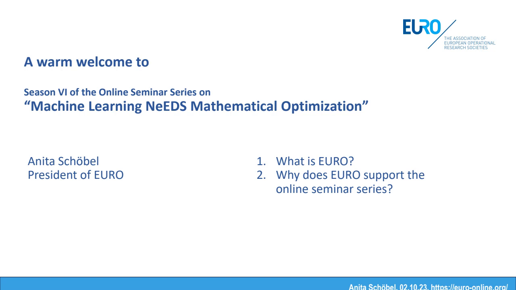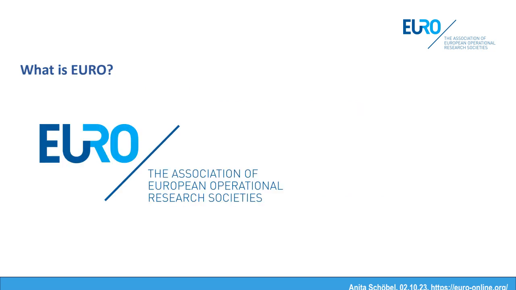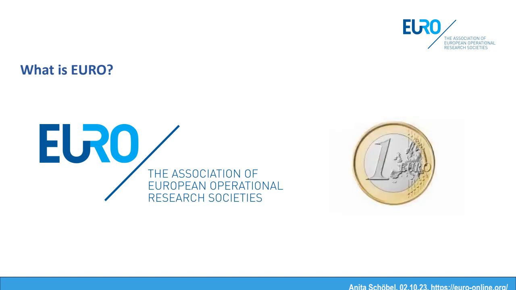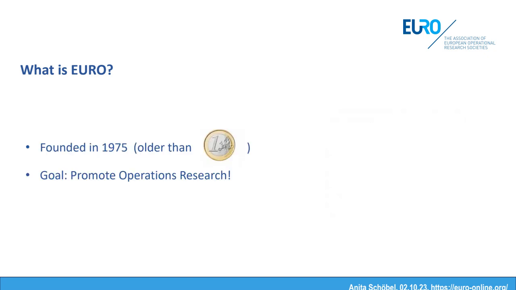So what is EURO? EURO is the Association of the European Operational Research Societies. Please don't confuse this with the money, because we are the association and we are even older than the money. The EURO Association was founded in 1975. This means we are more than 25 years older than the euro currency. And when this name EURO was given, we had not at all imagined that we would also have money that is called like this. So the goal of our association is certainly to promote operations research.